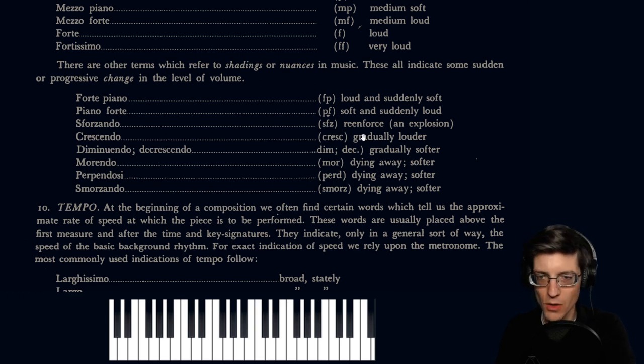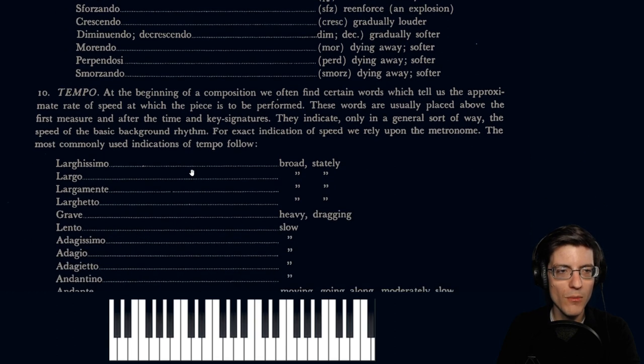And then perdendosi, dying away, softer. So it's pretty much the same as morendo. And then smorzando, dying away, softer. So you see that's three words for the same thing. So obviously that must be a pretty important idea, being able to produce music where you can just sort of fade away into the next part of the program, or who knows what. But anyway, morendo, perdendosi, and smorzando are all versions of a decrescendo.